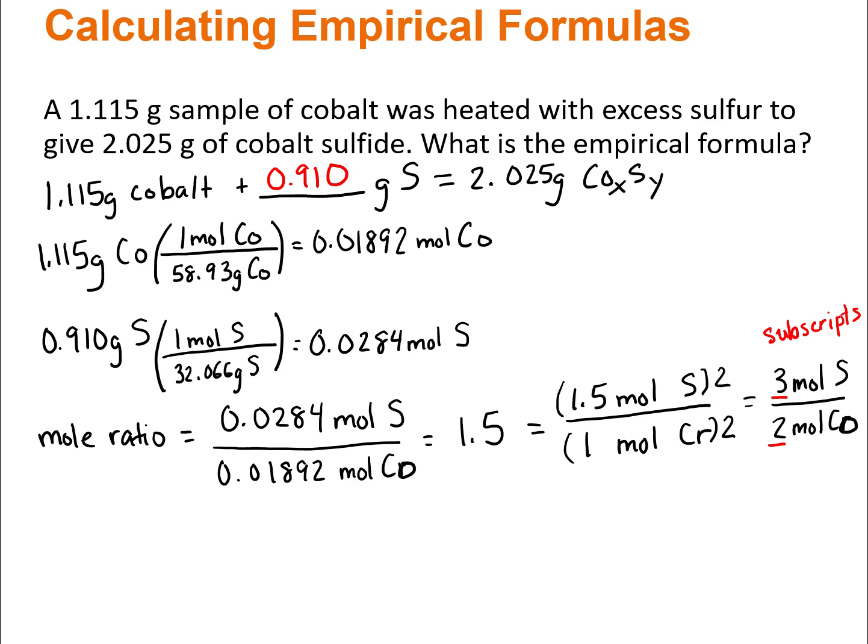You multiply it by the number that will give you a whole number at the end. Usually the magical number is 2. So with our cobalt sulfide, the empirical formula is Co2S3.